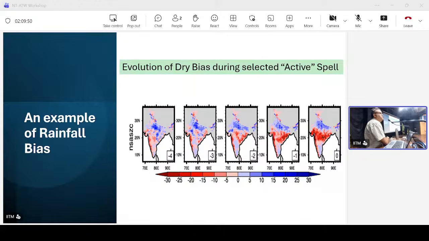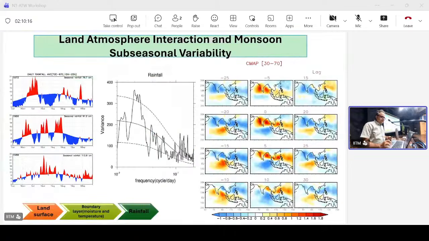So what is the problem in the model? The problem in the model is that you get a lot of dry bias over the central Indian region, where actually there is a lot of rainfall. This dry bias persists for a few days, and then again becomes weaker. But when there is a peak, that means if you are trying to predict the active spell, there is going to be some problem.